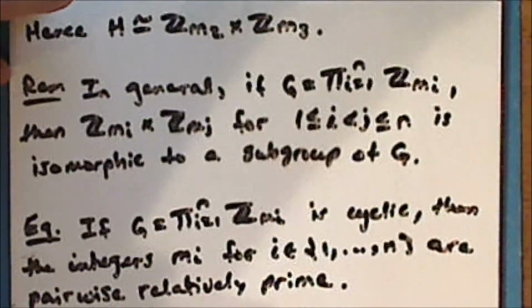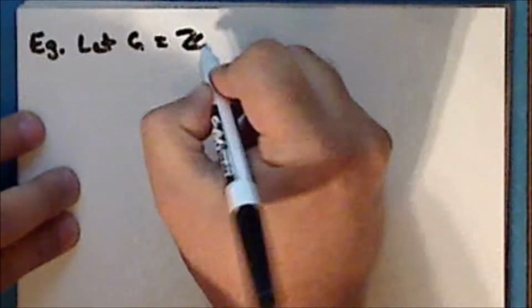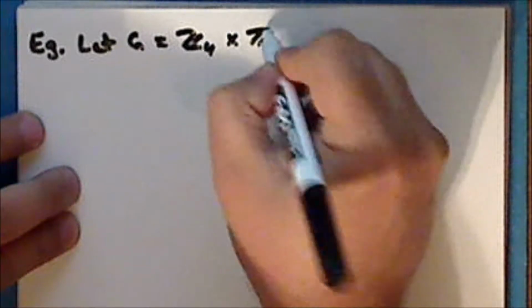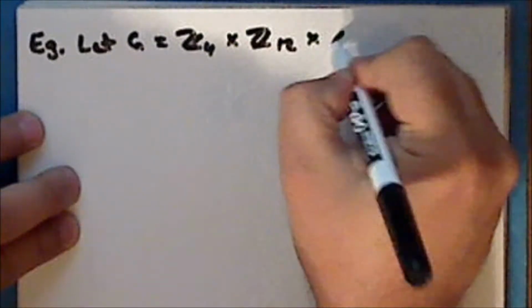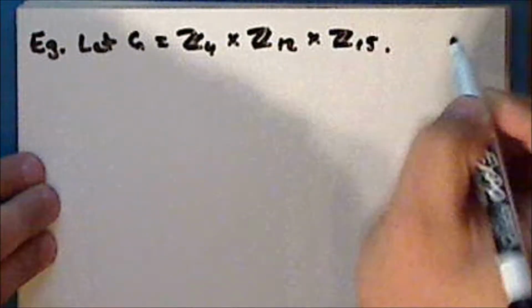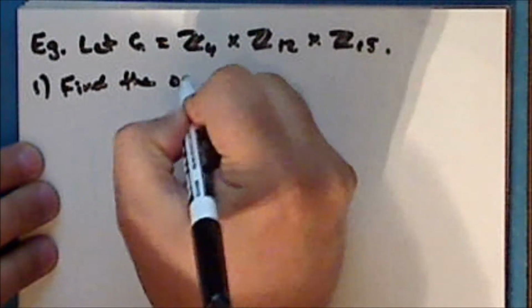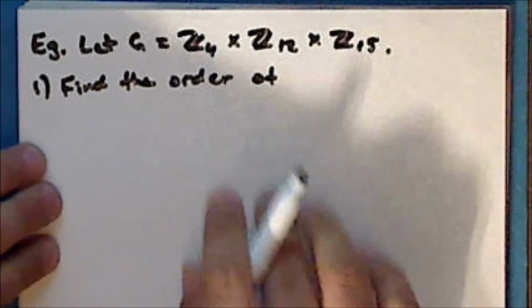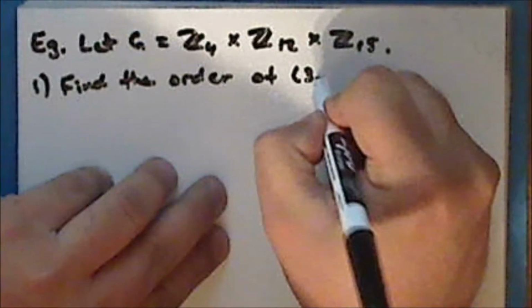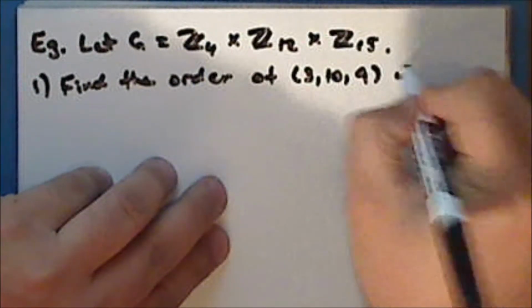Okay, so now we're ready to look at the exercise from the previous lecture. Let G be the direct product, the integers modulo 4 times the integers modulo 12 times the integers modulo 15. First, we are to find the order of the ordered triple (3, 10, 9) in the group G.